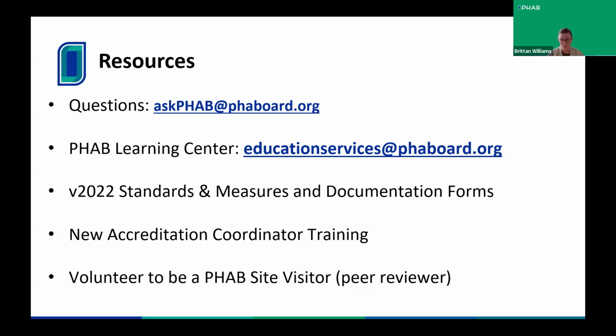What we can't do when you email Ask PHAB is we cannot review your actual documentation and tell you if that's going to meet the intent or not. We're only allowed to review your documentation once you officially submit it within the accreditation process. But what we can do is help you understand what's required by that specific measure, so you understand the intent of the requirement, so you can decide on your end if the example you're planning to provide will meet the intent or not. So I hope that makes sense.